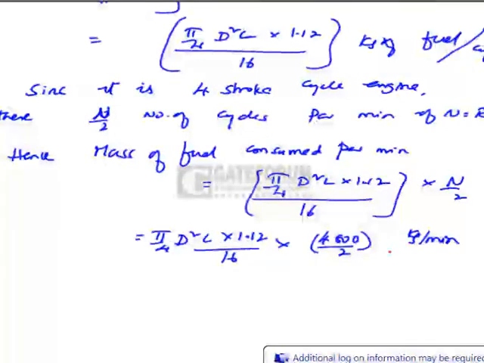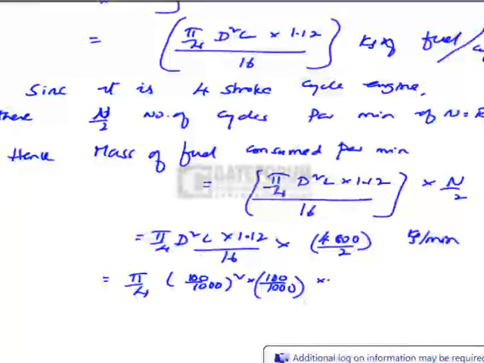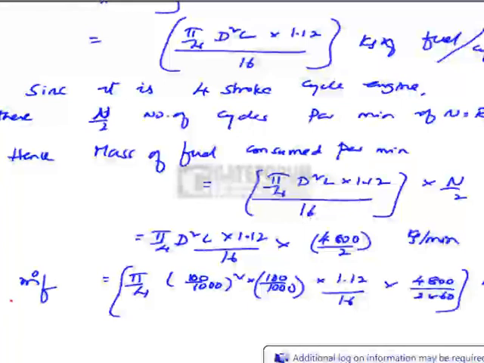If we divide by 60, we will get it in kg per second, that is pi by 4 into 100 by 1000 whole square into 100 by 1000 that is L into 1.12 divided by 16 into 2 divided by 60, so many kg per second. This is the mass consumption rate of fuel, m dot F.